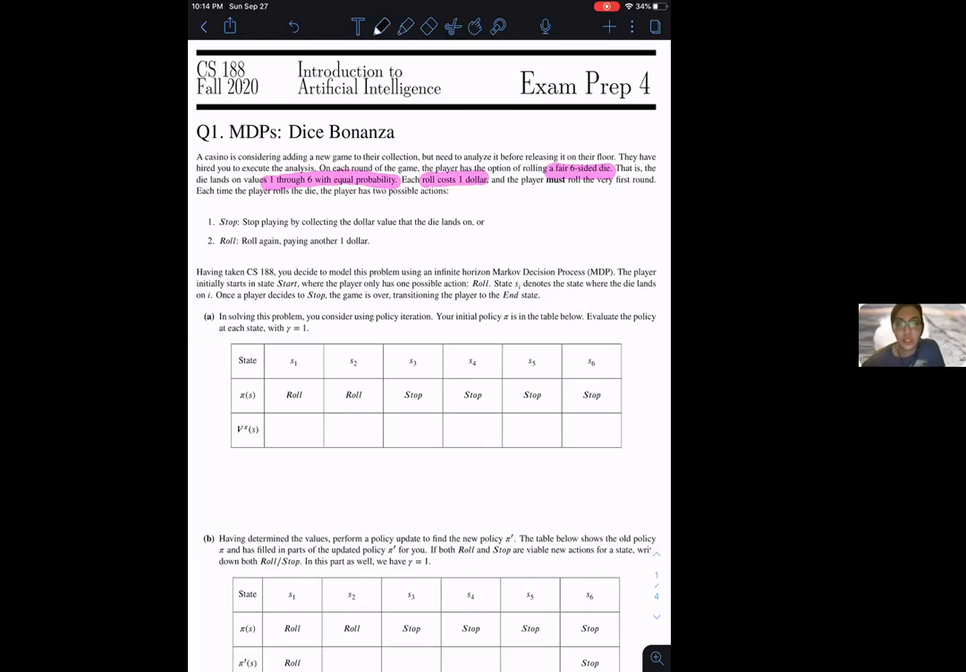Additionally, we have two different actions that we can take for playing the game. We can either stop, where we collect the dollar value that the die has landed on. For example, if the die is 5, we would collect $5. If the die was 6, we would collect $6. The other option is to roll, where we pay an extra dollar, so we lose a dollar, but then we get another chance at getting a higher score. Once again, we collect money eventually based on the final reward that we roll.